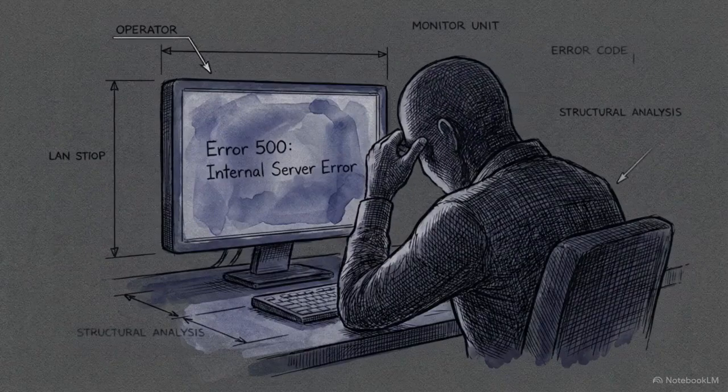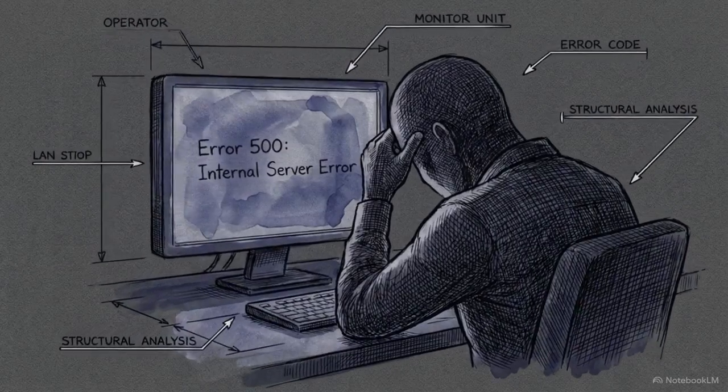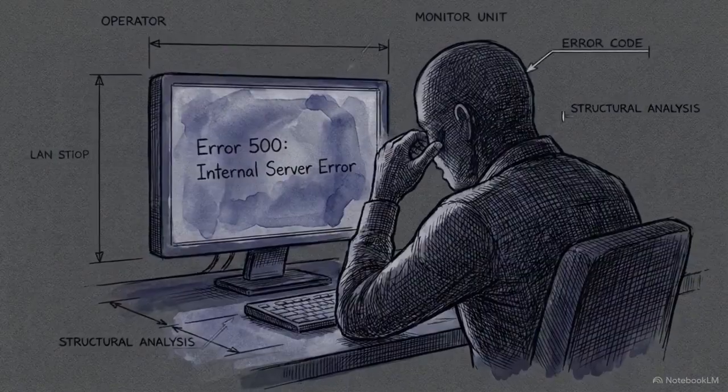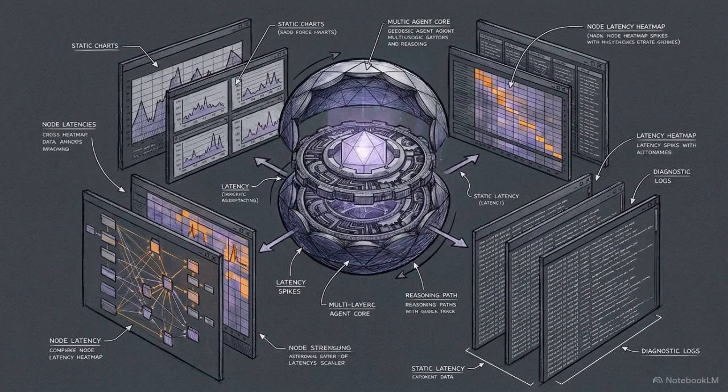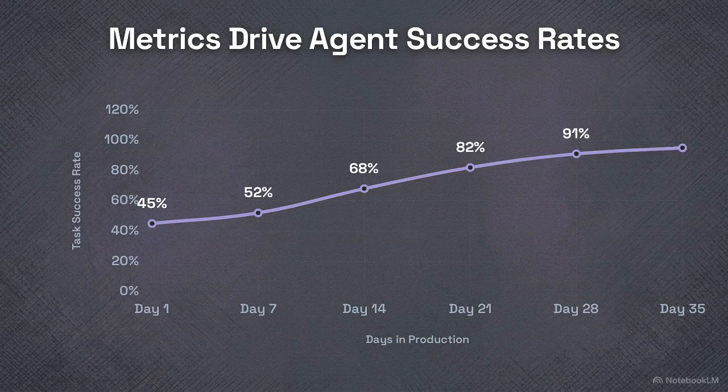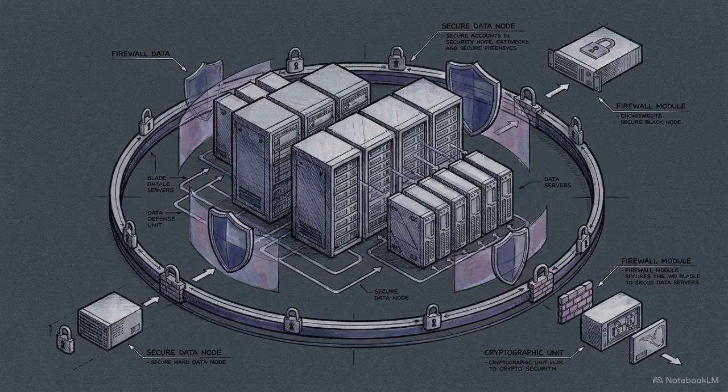Even a secure system is a liability if you are flying blind. Without detailed tracing and observability, fixing errors is just guesswork. You need a view of every tool call, every reasoning path, and every latency spike. Success should be measured by hard metrics and success rates, not just a general feeling that the model is performing better. Reliability, security, and observability are the defensive shields that allow an agent to operate safely in the wild.